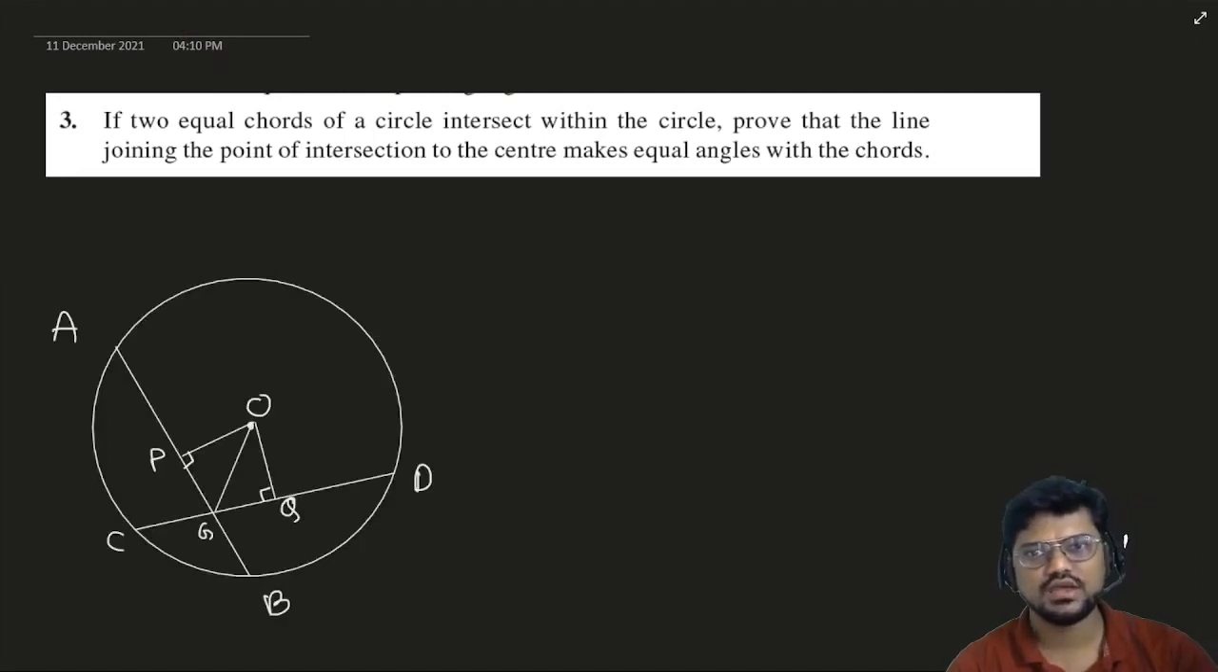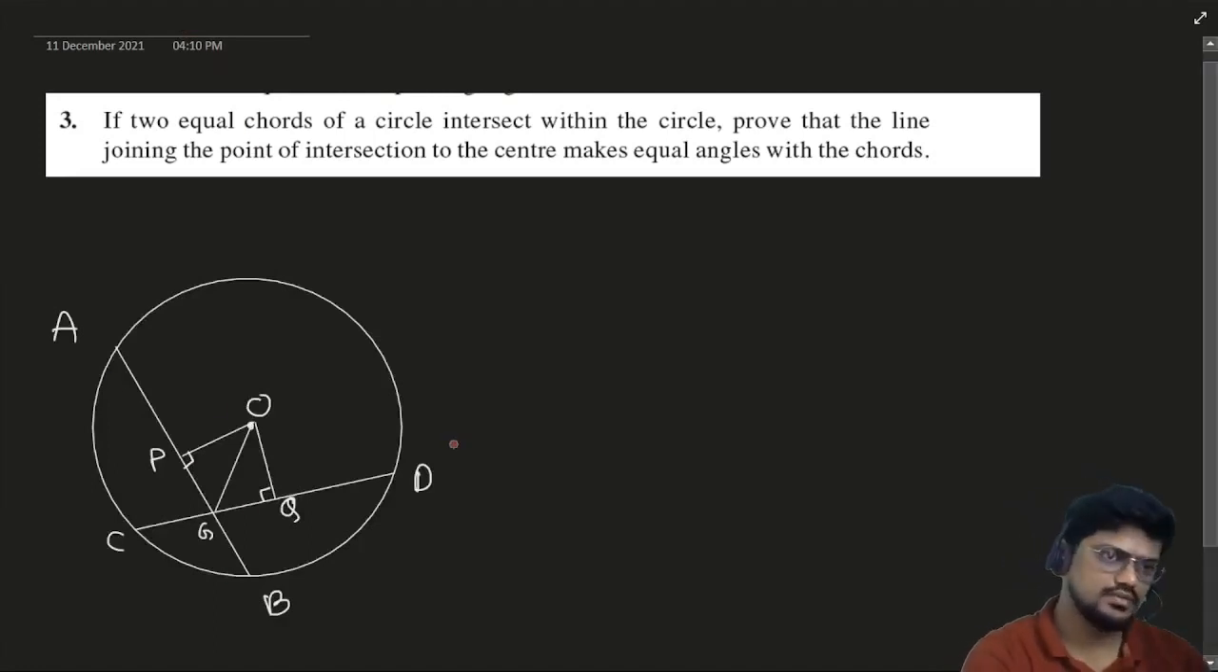What all things do you have? The two chords are equal, and they are intersecting within the circle. Prove that the line joining the point of intersection to the center makes equal angles with the chords. This angle is equal to this angle. The same thing you have to prove: that the two triangles are congruent, and again that these two angles are equal. That's it. Understood? Clear? Please raise your hands if it is clear.